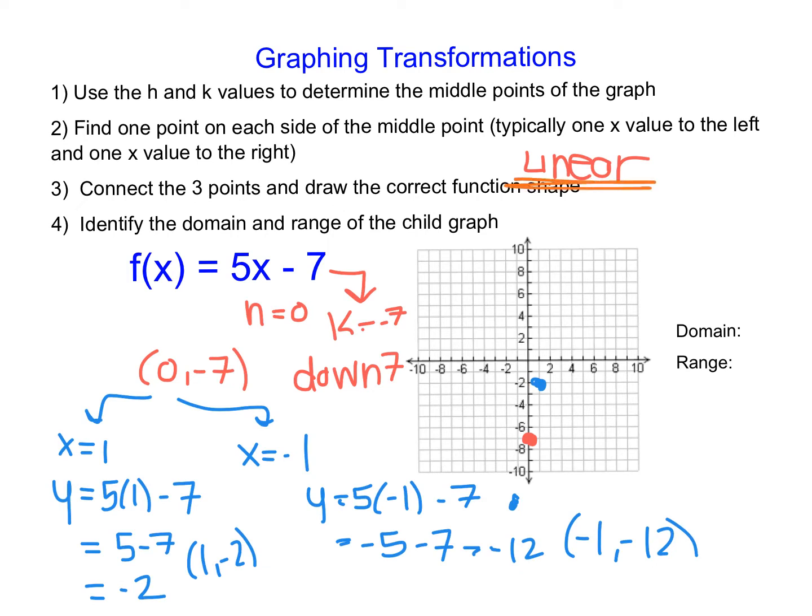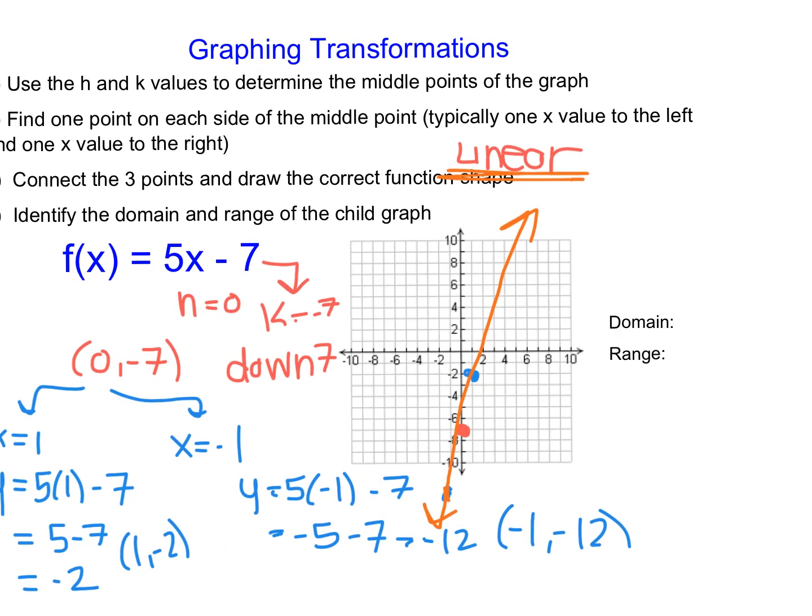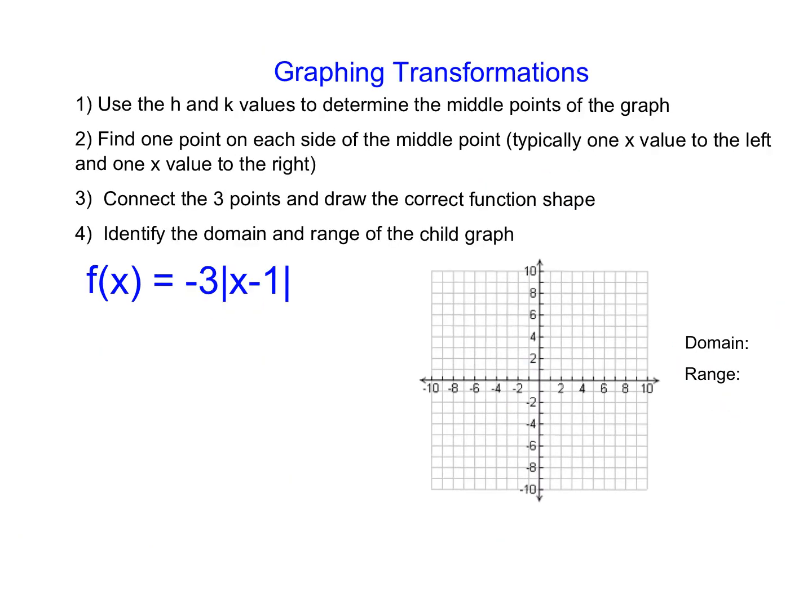And I know this is linear, so it's going to be a straight line going in whatever direction those 3 points take it. So here I connect my points and I have a straight line. Now, because this graph is going forever to the left and forever to the right, I know that my domain is all real numbers. And then because this graph is going forever up and forever down, the range is also all real numbers. So let's do one more example with a different graph type.